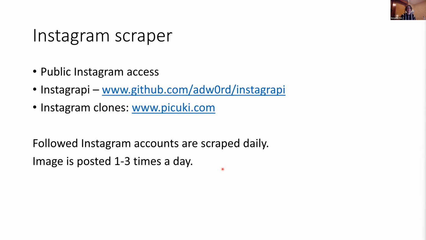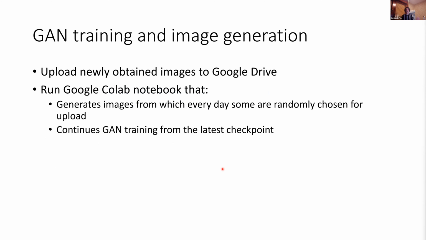It's really very simple. On the other end, we have generative adversarial network training, which happens on Google Colab, because we didn't have strong enough hardware to actually do it on any of our personal computers, and it has to run all the time. This network is still training because it's receiving new data on a daily basis.